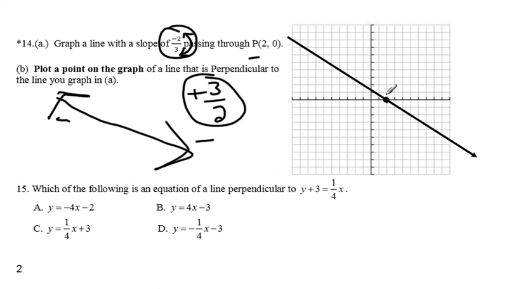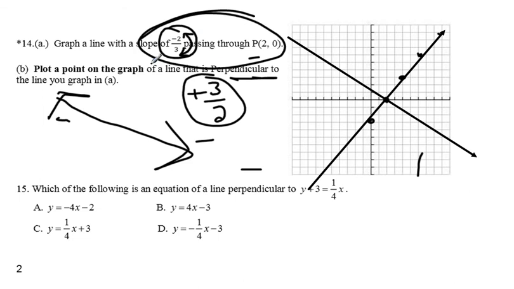So I'm going to go up 3, over 2. And I can go the opposite direction too. And if you notice, from left to right, it would be going in the positive direction. That's a terrible line. That's why we're going to do this thing again. Let's see how that works. Ooh, not bad. So any point along there is a point that's going to be perpendicular to this line that we graphed.